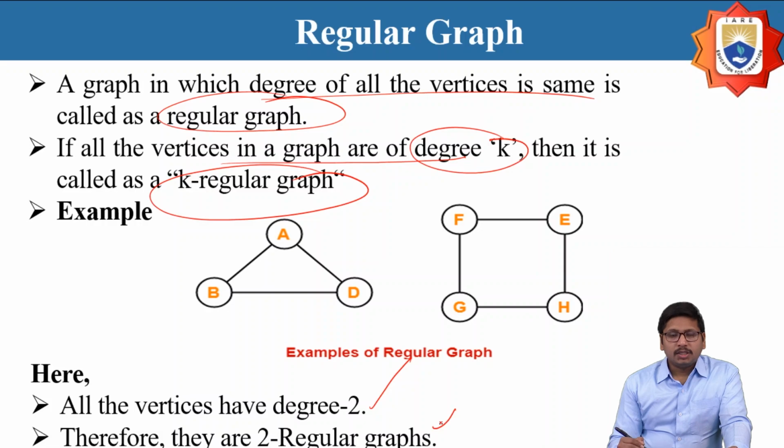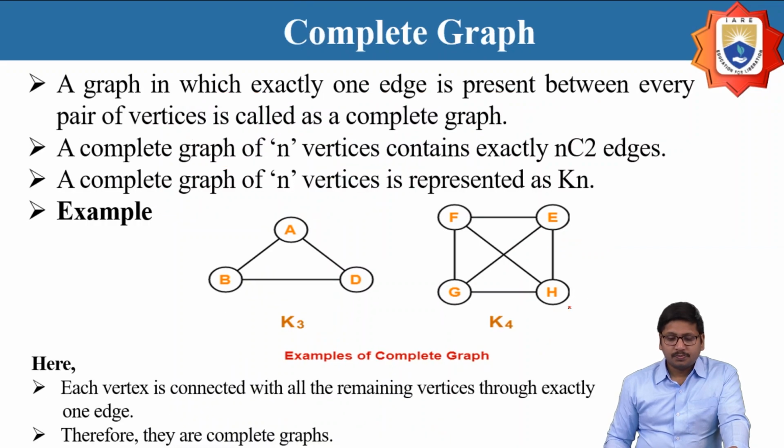Therefore it should be called a 2-degree graph. Suppose in a graph the number of edges connected to each vertex is 2 here. So I can call this a 2-regular graph.